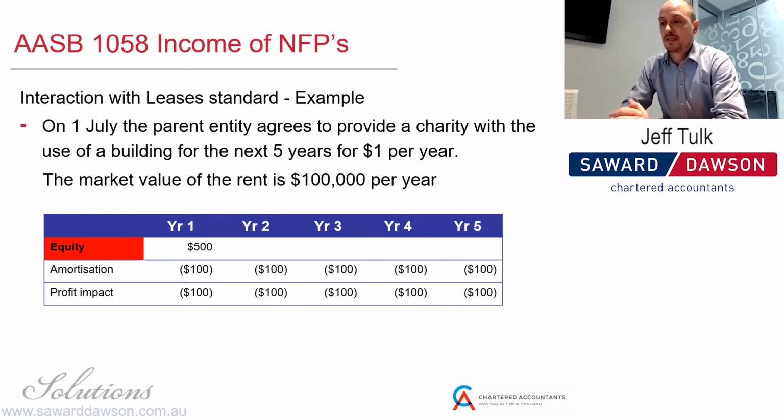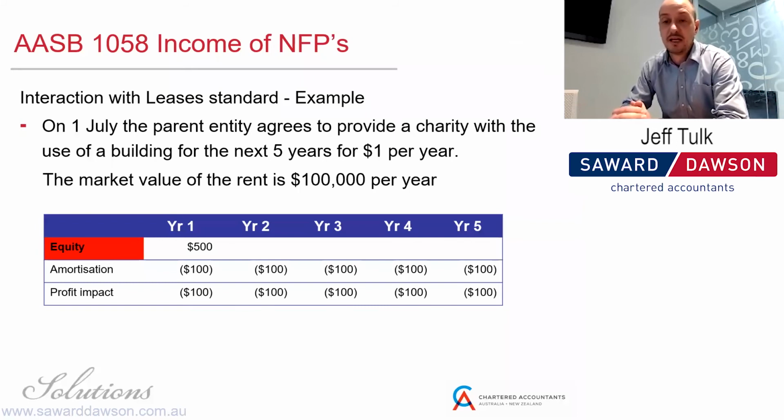A second complexity to think about is many not-for-profits have a group structure. So for example, there may be a church as a charity that owns a school property, and it chooses to lease that property to a school which it controls, and controls the board of, for example. In this case, that initial contribution, being the right to lease that property for $1 a year, significantly below market value, would be a transaction with owner. And therefore, the initial 500 would be an equity transaction straight to the equity section of the balance sheet.